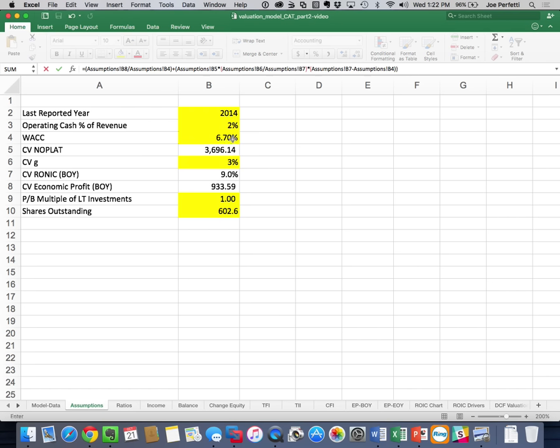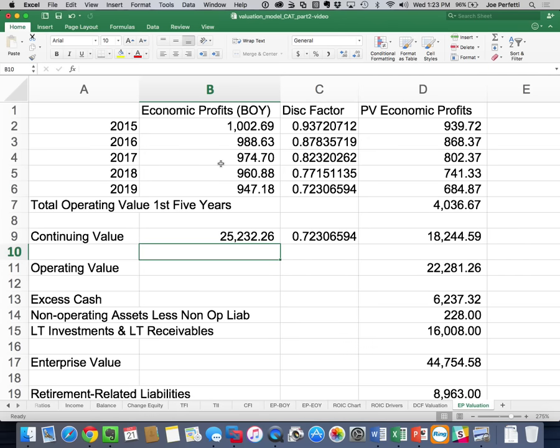Right paren, divided by left paren, WACC times left paren, WACC minus CVG. Right paren. If I did it right, sometimes it takes a couple times, I'll find out, but basically I get 25,232.26, which present valued is a change in value of 18,244.59. I'm pretty sure that's right.